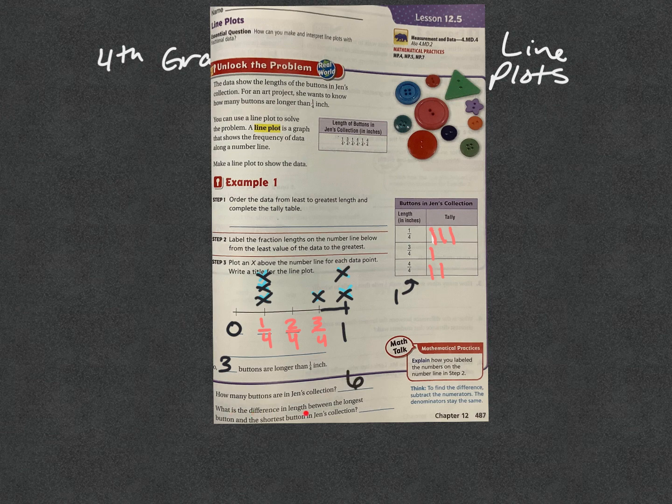What is the difference in length between the longest button and the shortest button? When we're looking for difference, what calculation are we doing? Yes, we're subtracting. We have 4/4 as the largest. We'll take the 4/4 and subtract from it the smallest button in her collection, which is 1/4. That gives us the difference between them. 4 minus 1 is 3/4 is the difference.